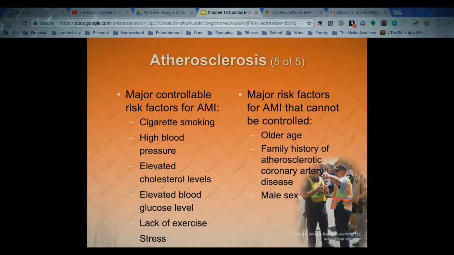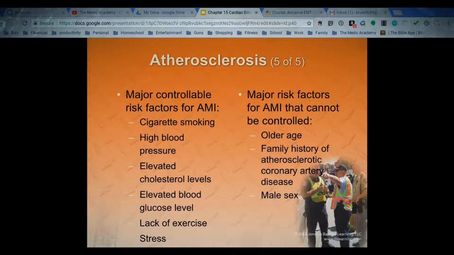Some major controllable risk factors for acute myocardial infarction: one is cigarette smoking, high blood pressure, elevated cholesterol, elevated blood glucose levels, lack of exercise, and stress. And if you look at all of these things, there's a wide population of people here in the United States that have all of these risk factors. And the bad thing is these risk factors can be controlled. They can be lessened to lower your risk of a heart attack.